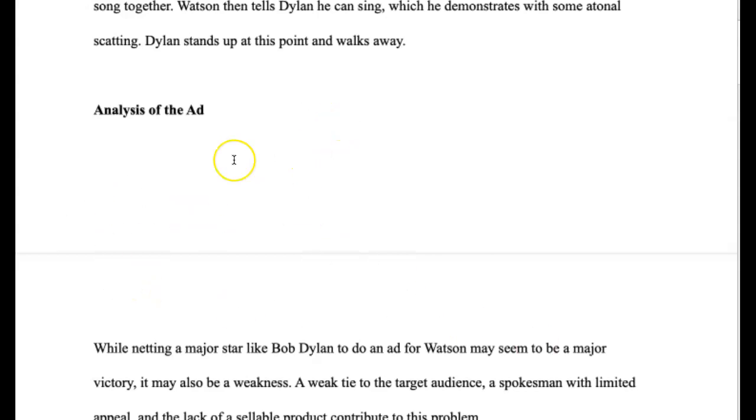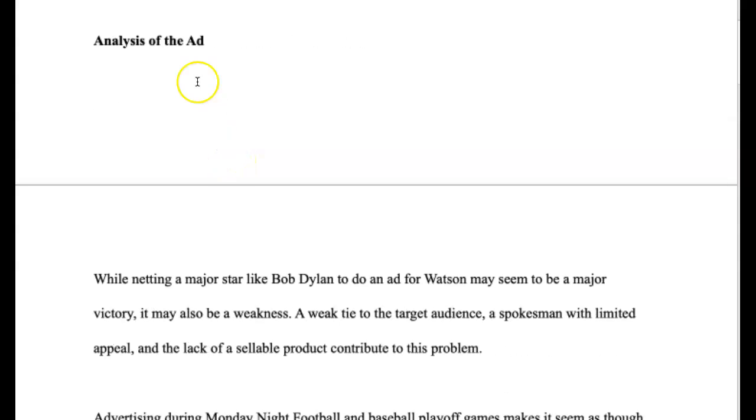When you get to the analysis of the ad, again, you've got a section heading. Again, a very brief kind of introductory paragraph. This one focuses on, while netting a major star like Bob Dylan to do an ad for Watson may seem to be a major victory, it may also be a weakness. It has a weak tie to the target audience of sports fans. A spokesman with limited appeal and the lack of a sellable product contribute to this problem.